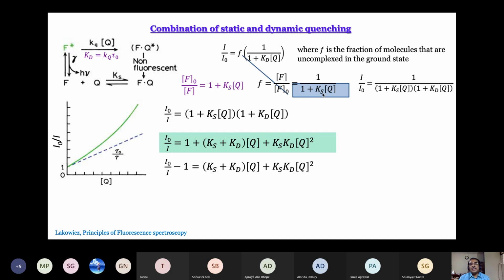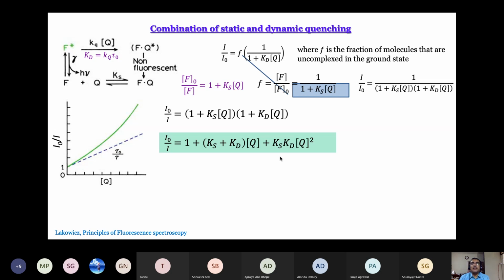So there's nothing more that I need to do, honestly. What I can do is plot this I0 by I versus Q concentration and fit it to this equation. But then it is always better if we can see whether we can make a straight line out of it. That is why we had made the semi-log plot for the fluorescence decays and all, right? So let us see if we can somehow write an equation which is linear.